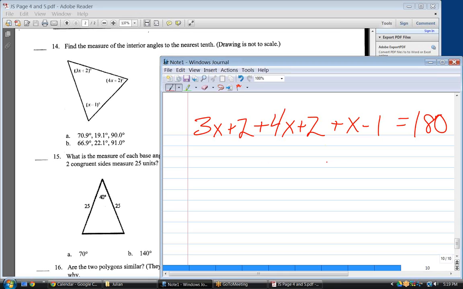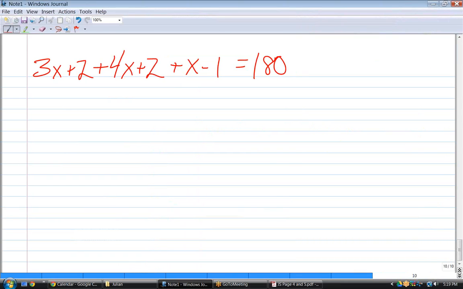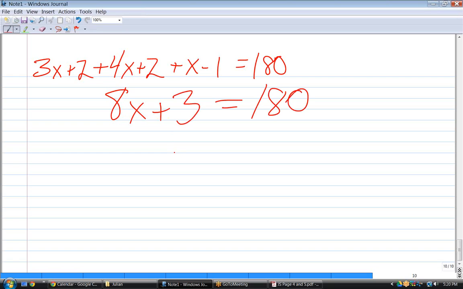Now help me solve this. What's the next step in solving that equation? You add all the like terms together. Okay, so what's the next line? 8x plus 3 equals 180. Okay. Next. So minus 3 from each. 8x equals what? 177. And you might need a calculator for this. What is that number?